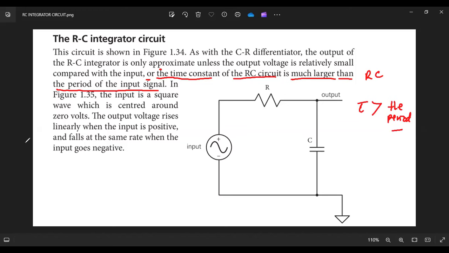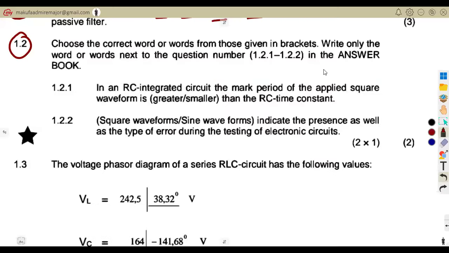The time constant is supposed to be greater than. All right, now let's go back to our answers and see how we're given it there. Because we are saying the time constant, tau, is supposed to be greater than the period, which is at the other input.